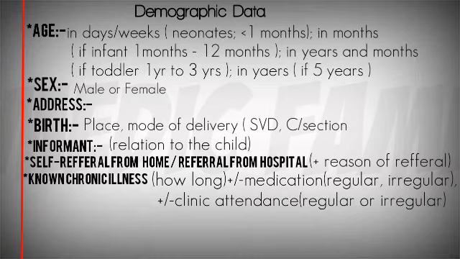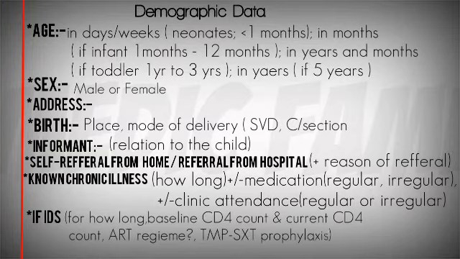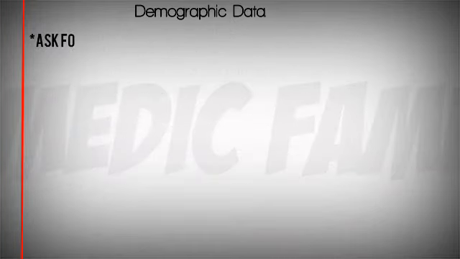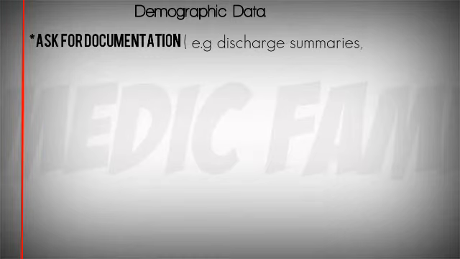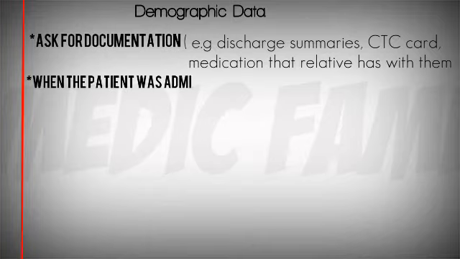If it's an HIV patient, we should know for how long, and we should know the baseline CD4 count and the current CD4 count. We should also ask for the ART regimen and also the prophylaxis, if any. We should also ask for any documentation, discharge summary, and CTC card, and any medication that the relative has with them. And if the patient was in the ward, we should know when the patient was admitted.